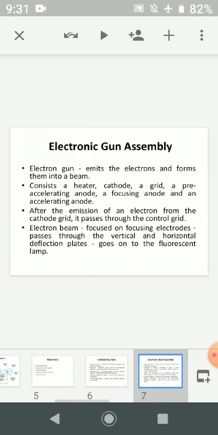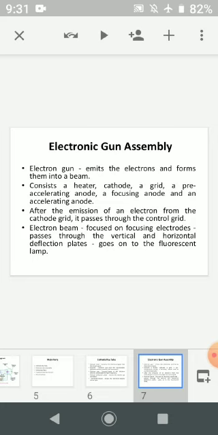The second part is the electron gun assembly. The electron gun emits electrons and forms them into a beam. The electron gun mainly consists of a heater, a cathode, a grid, a pre-accelerating anode, a focusing anode, and an accelerating anode. For gaining high emission of electrons at moderate temperature, layers of barium and strontium are deposited on the end of the cathode.